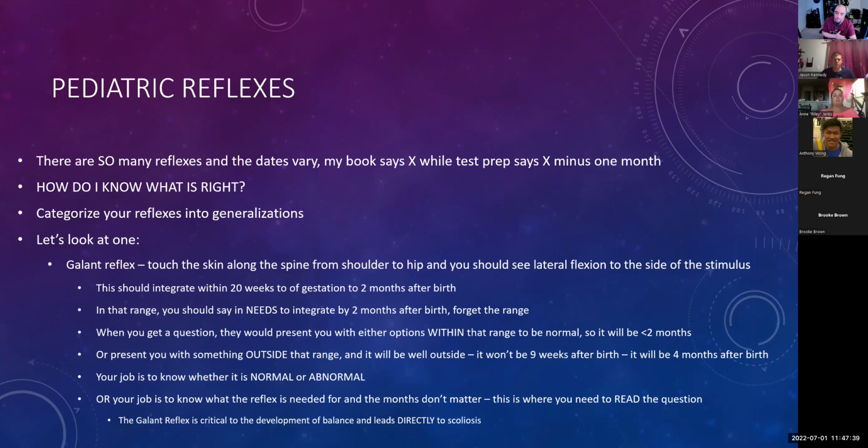They're not going to write questions on ones they don't even remember. And, you know, a book will say that it integrates at X, Y, while test prep says that it integrates at Y, Z. So how do you know what's right? The best way I can give you is to generalize it, right?